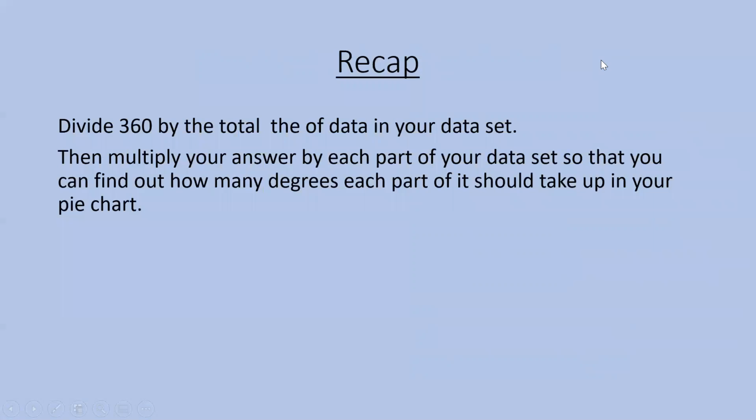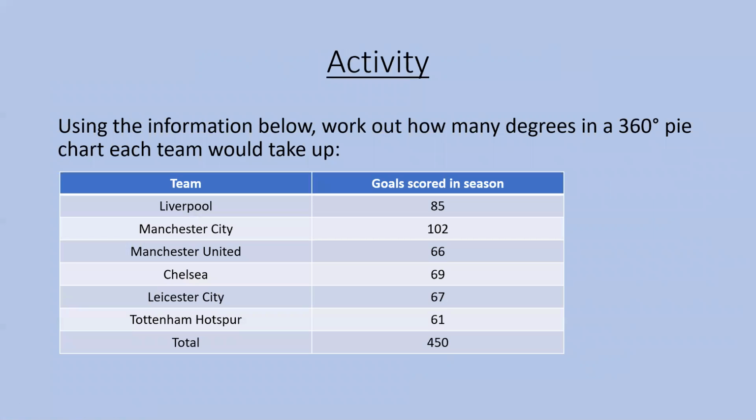So we're going to get you to try one in a moment, but just as a recap, in order to work it out, you would take your table of information, divide 360 by the total of data in your data set, and then multiply your answer by each part of your data set so that you can find out how many degrees each part of it should take up in your pie chart.